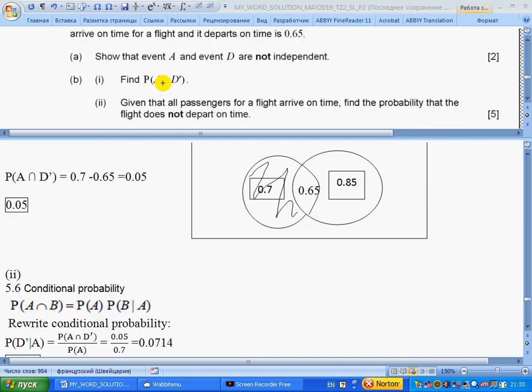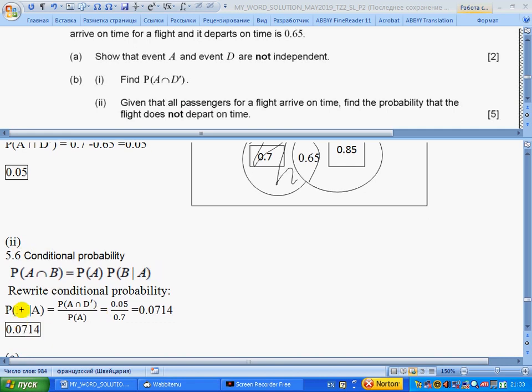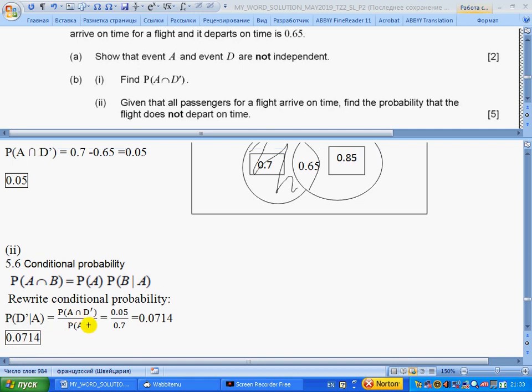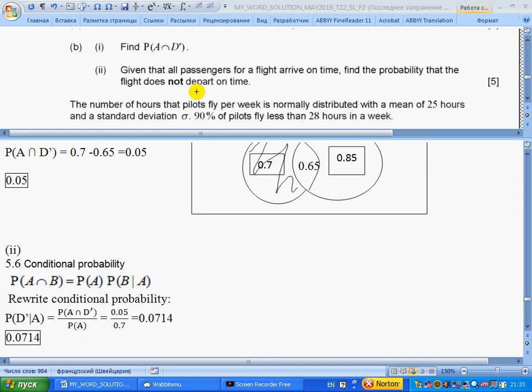Given that all passengers for a flight arrive on time, find the probability that the flight doesn't depart on time. This is conditional probability, section 5.6. We rewrite this for conditional probability and intersection, so we use the previous result 0.05 and divide by the probability of A. We get 0.0714.